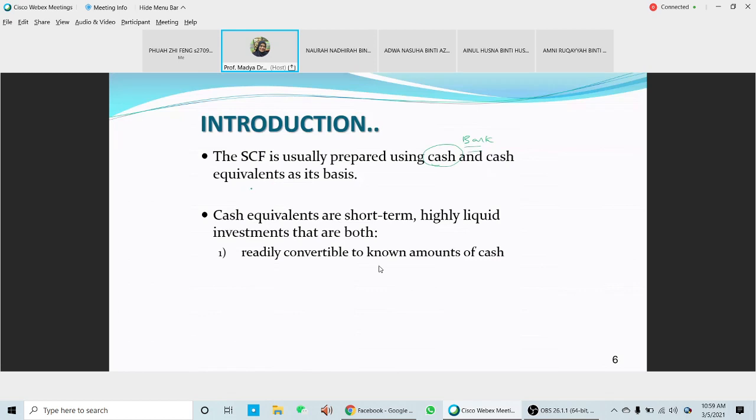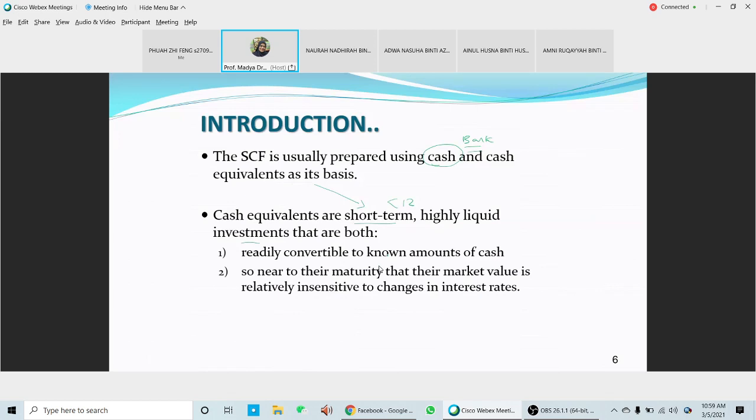And then an example of a cash equivalent here is a short term or highly liquid investment. Short term here means less than 12 months, and this investment can be sold immediately, so that one is considered highly liquid. So these investments can be considered as a cash equivalent if they fulfill these two criteria. The first one is short term, and the second criteria is that it should be highly liquid.